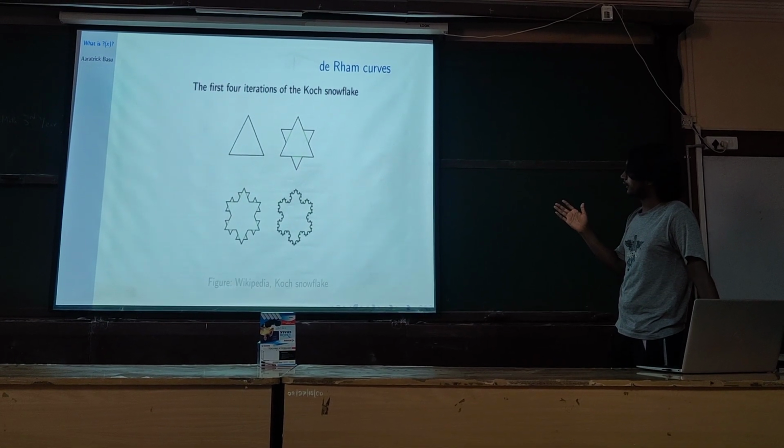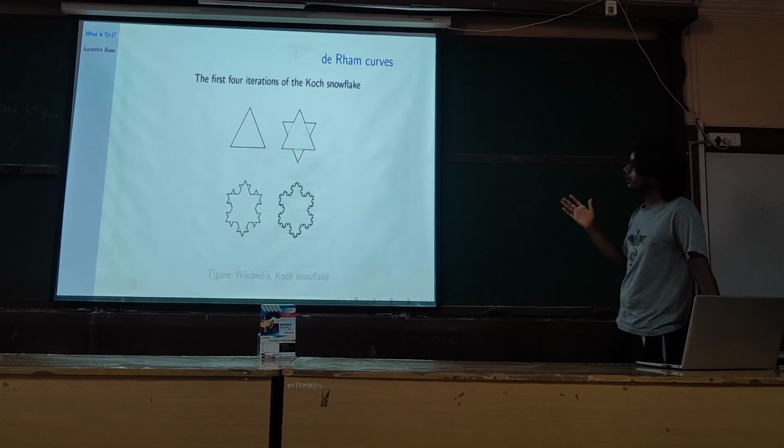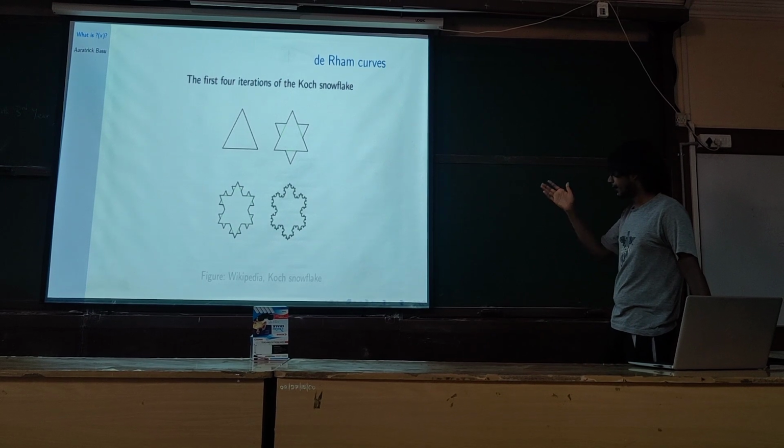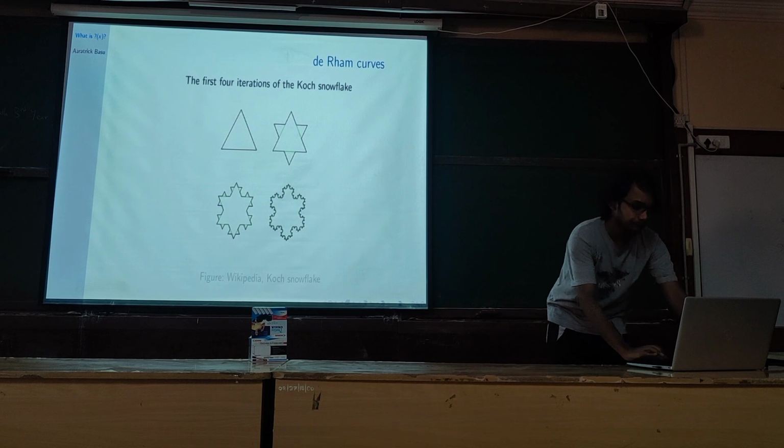So this is the very famous Koch snowflake. How you build it up is you start with an equilateral triangle, trisect each side, put up smaller triangles, and keep on doing this. And what you end up with as the limit is a figure with infinite perimeter but finite area.